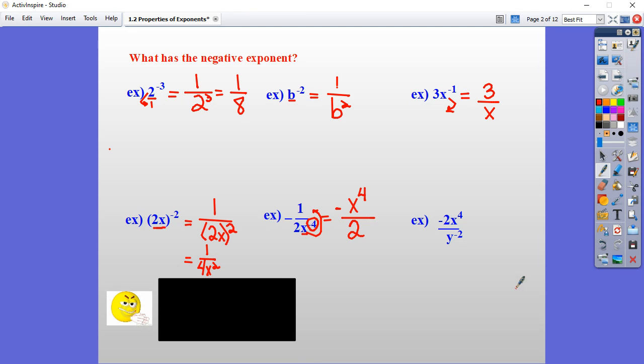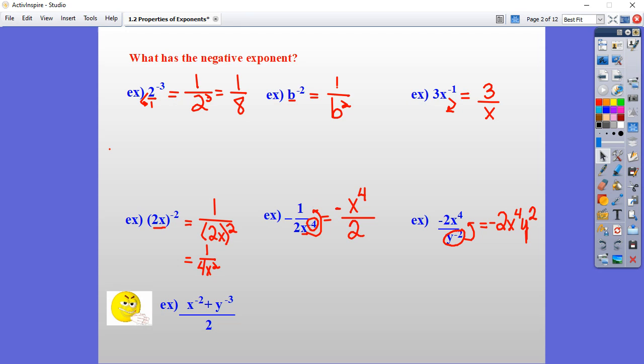Looking at the last example, now we have multiple variables and this negative coefficient. Again, the only thing we really are concerned about is that right there. That tells me I need to flip it. The other two items, the negative 2 is not an exponent, so there's no flipping. x to the 4th is just fine. It's just that y squared needs to come up and join them so that we can make the exponent positive.